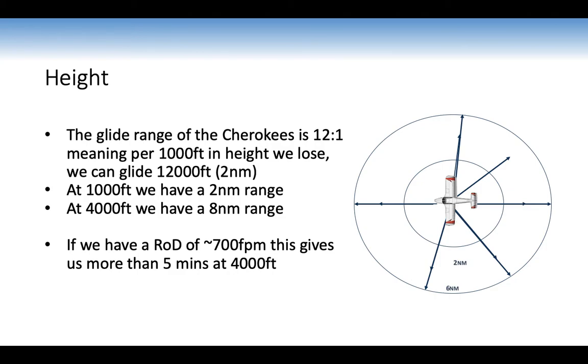The glide range of the Cherokees is 12 to 1, meaning per 1,000 feet in height we lose, we can glide 12,000 feet, 2 nautical miles. So we looked at this in descending. At 1,000 feet we have a 2 nautical mile range, and at 4,000 feet we have an 8 nautical mile range. If you have a rate of descent of 700 feet per minute, this gives us more than 5 minutes at 4,000 feet. So that's why it's really important to fly as high as possible. The higher you are, the more fields you have available to glide to. And in a realistic scenario of having 5 minutes left, that's plenty of time, providing you use it wisely.